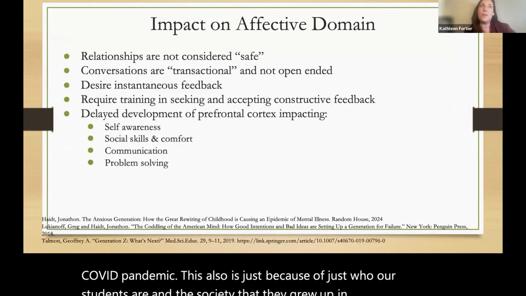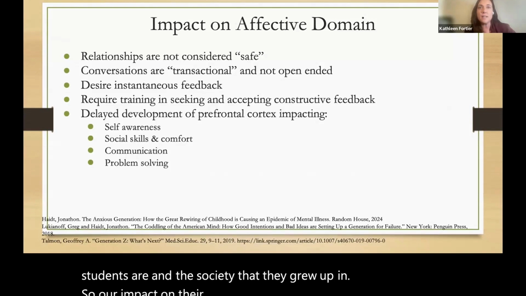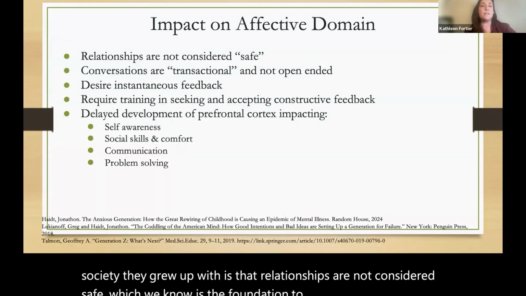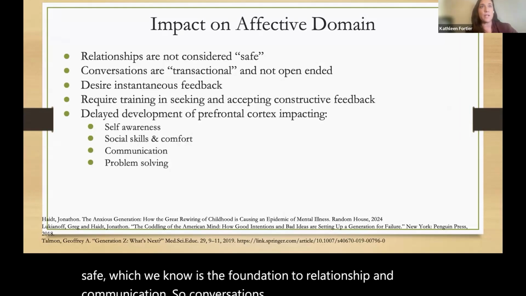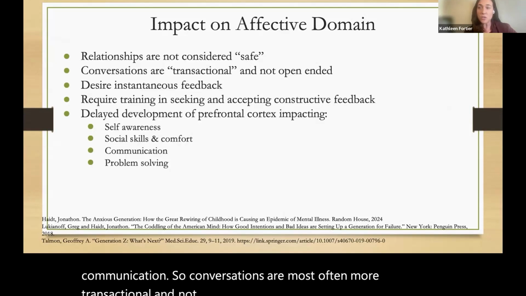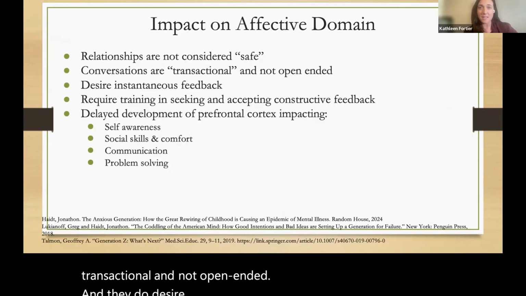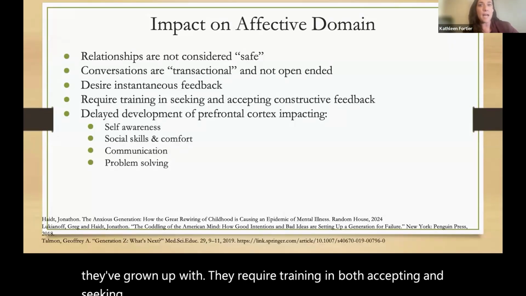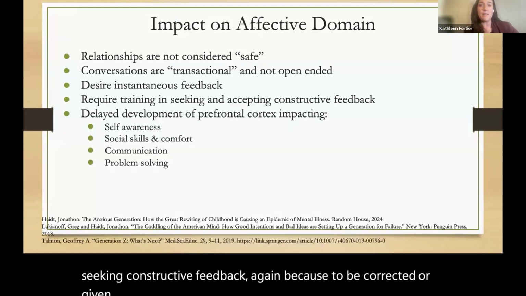So our impact on their affective domain from all of this and the society they grew up with is that relationships are not considered safe, which we know is the foundation to relationship and communication. So conversations are most often more transactional and not open-ended. They do desire instantaneous feedback because that's what they've grown up with. They require training in both accepting and seeking constructive feedback, again, because to be corrected or given feedback is not safe and is like a trigger alarm.